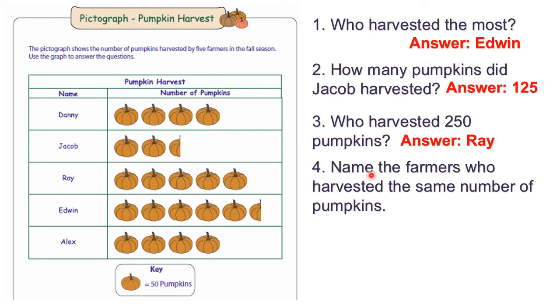Number 4. Name the farmers who harvested the same number of pumpkins. So, looking at this pictograph, we have to know which of the farmers have aligned pumpkins. So, who are they? Who?